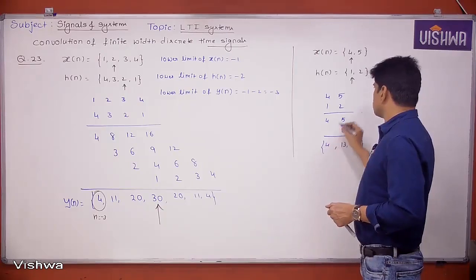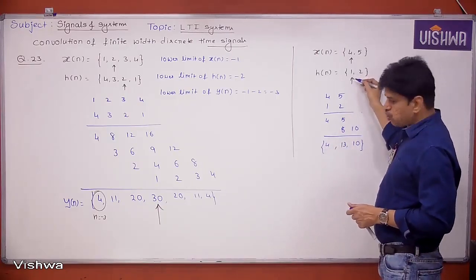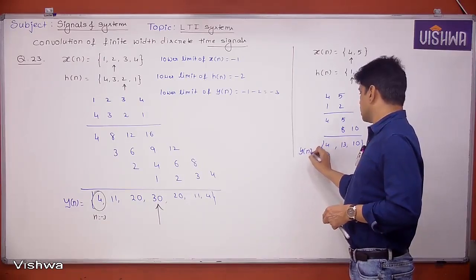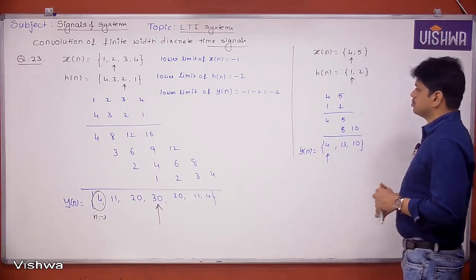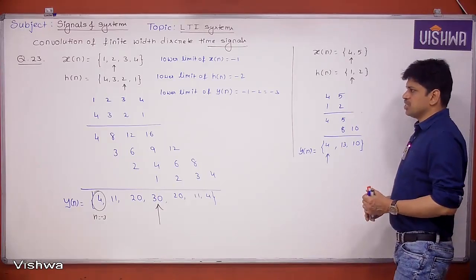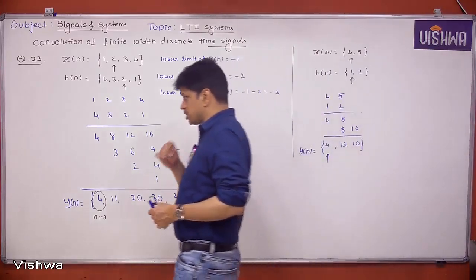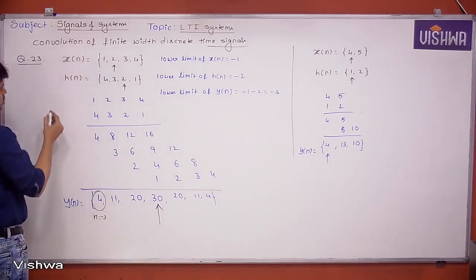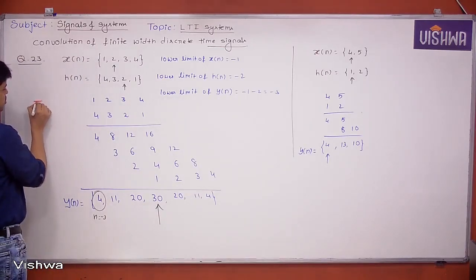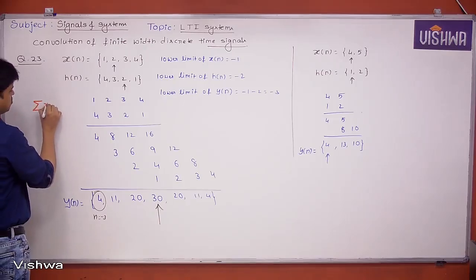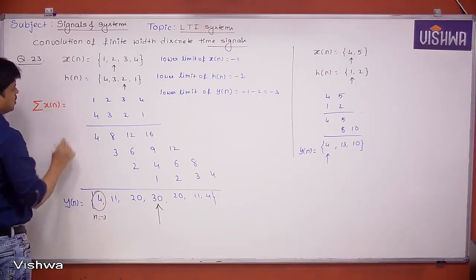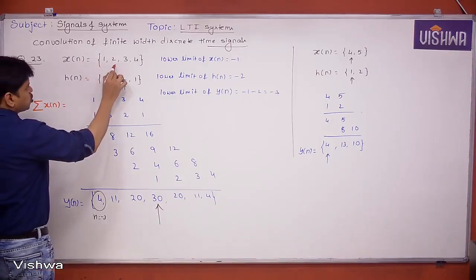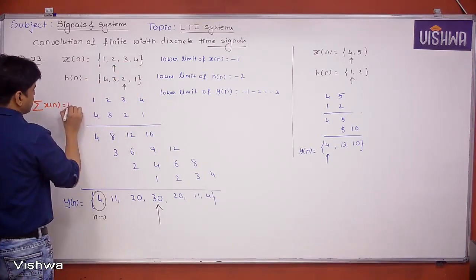So where does the arrow have to be? Both arrows are at 0. So the lower limit is 0. So here is the arrow, y of n. Okay. I want to make an observation here. Let's see what observation we can make. From x of n, can you tell me what is the summation of x of n? If you sum the elements, that value is 1 plus 2 plus 3 plus 4, that is 10.